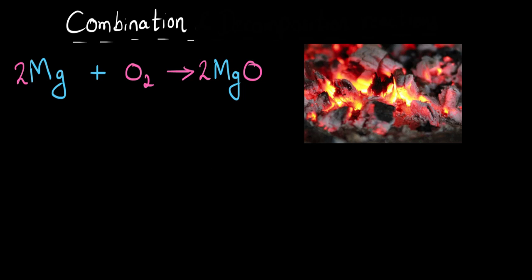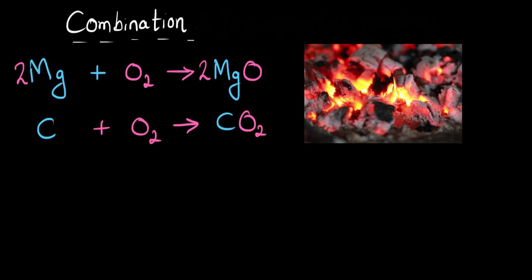Let's write down its chemical equation. So here I have carbon that is present in the coal. It reacts with the oxygen of the air. And finally we get carbon dioxide. These both combine to give me carbon dioxide. And this is a combination reaction. And in this one also a lot of heat is being generated.